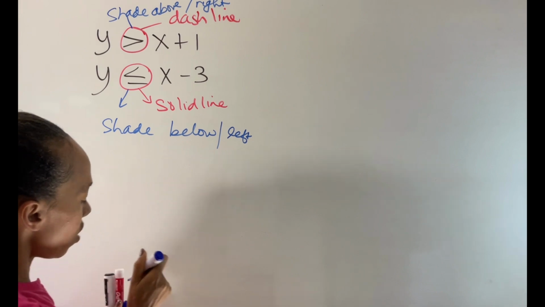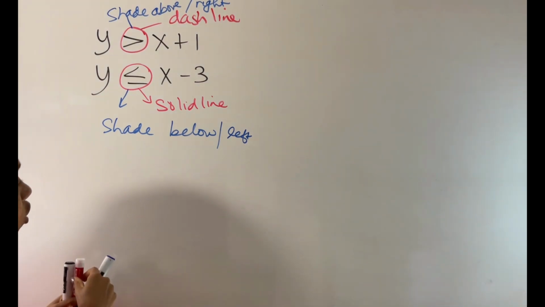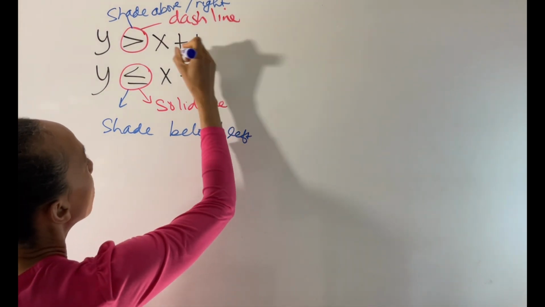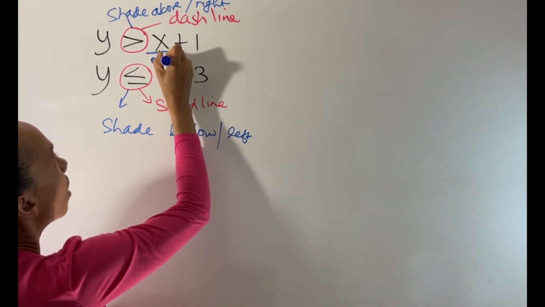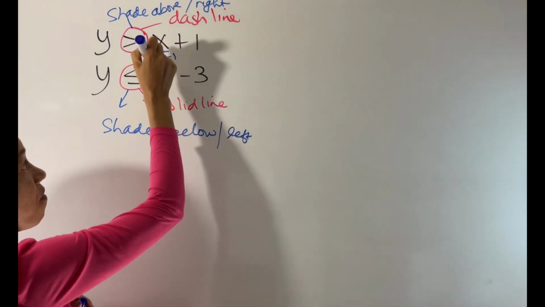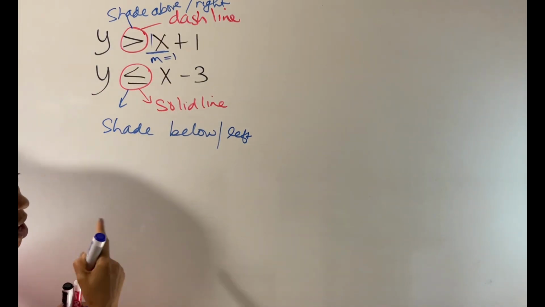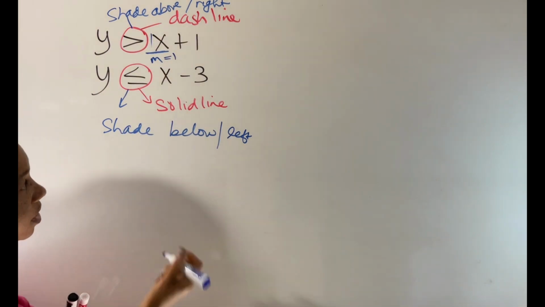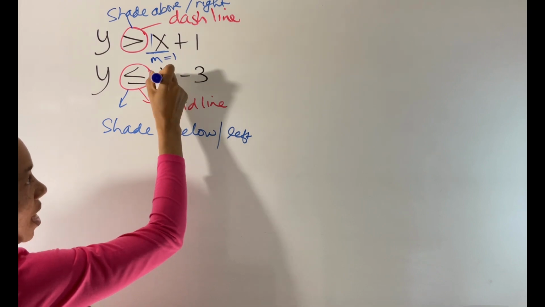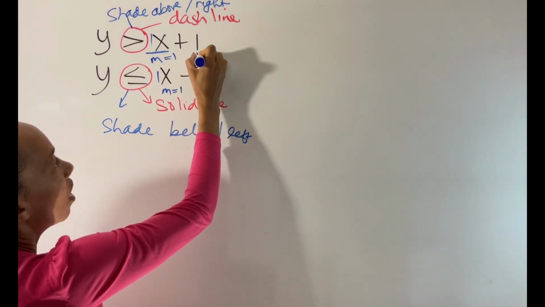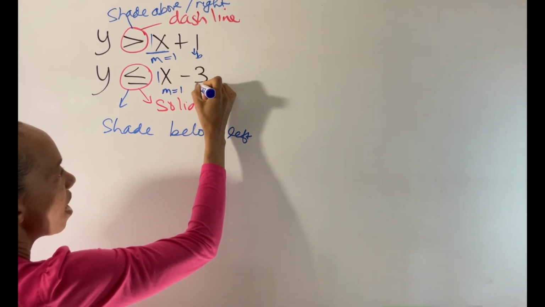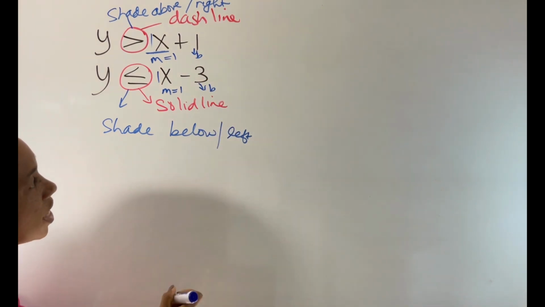Now the next thing that you need to identify is your slope. For the first one, the slope here would be 1, because it's an invisible 1 in front of the x, but we just don't write it. And for this next one is the same thing. The slope is going to be 1. Now your b is going to be 1 here, and for this one, this is your b, which is -3.